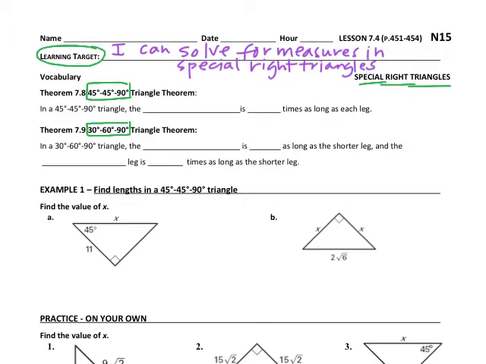So before we get into the ideas here, let's go ahead and put in our learning target. Make sure you're using a pencil, please. And then we're going to go ahead and fill in our vocabulary. So I can solve for measures in special right triangles is our learning target.